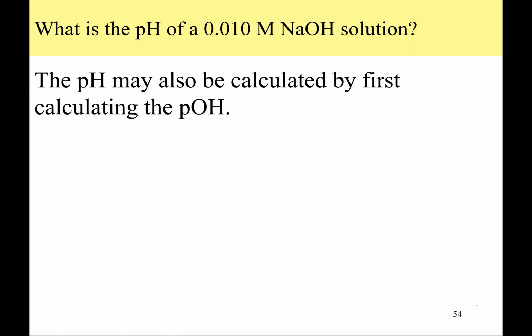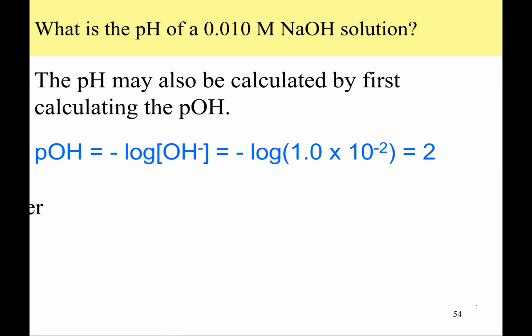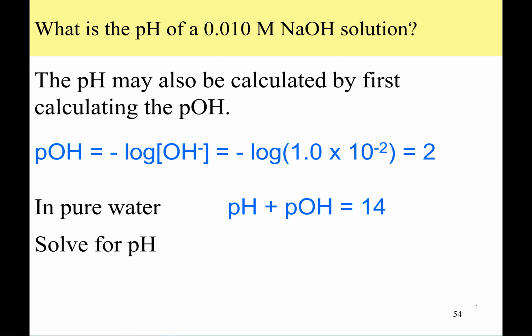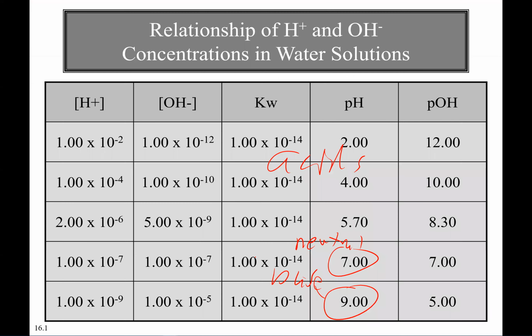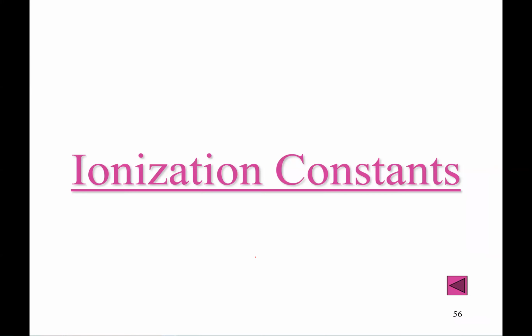The pH can also be calculated by calculating the pOH first, and you plug that in there and then subtract it from water. And so basically in pure water, this is 7 plus 7 equals 14. So basically you can rearrange that and get the pH, and that equals there. And then you have pH and pOH like that listed for acids, neutral, and base.